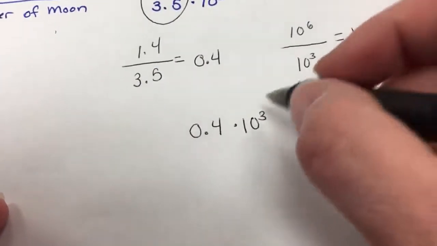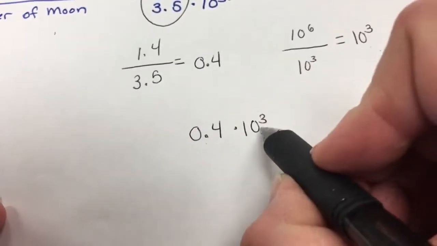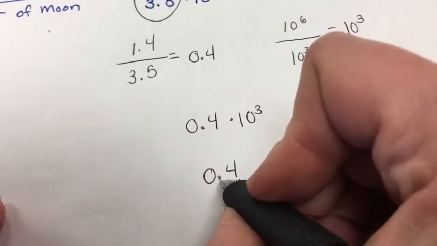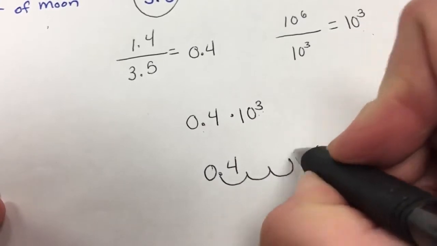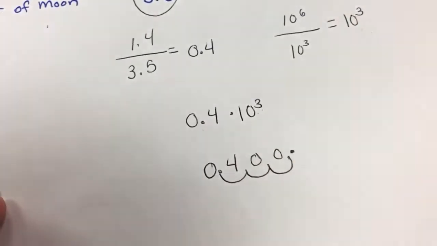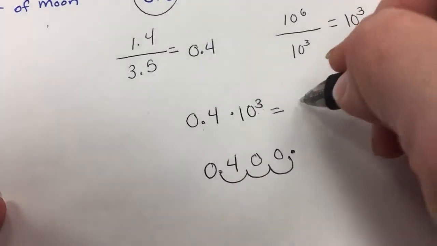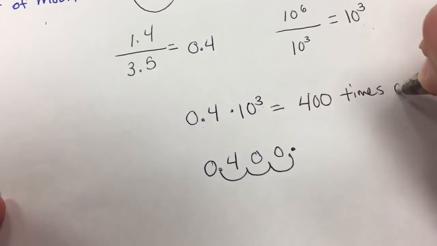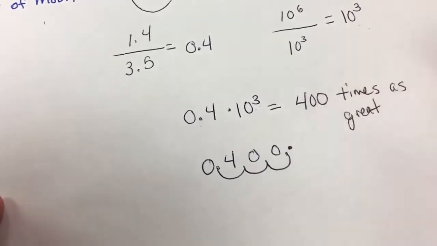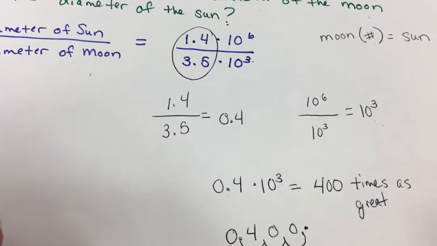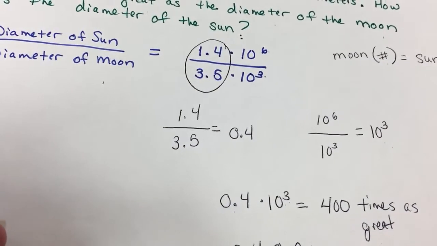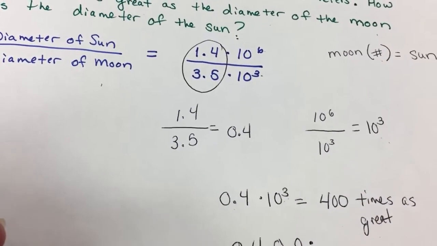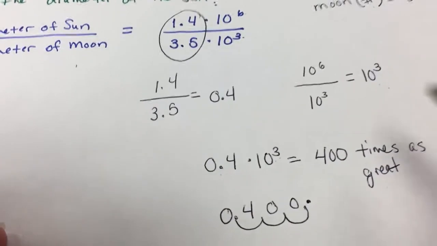And if I want to write that as a number, I have to take my decimal and move it to the right 3 times. So I have 0.4 and I move it to the right 1, 2, 3, put a decimal, and add my zeros. In other words, this is equal to 400 times as great. In other words, the sun is 400 times as great in diameter as the moon. So that's your solution.